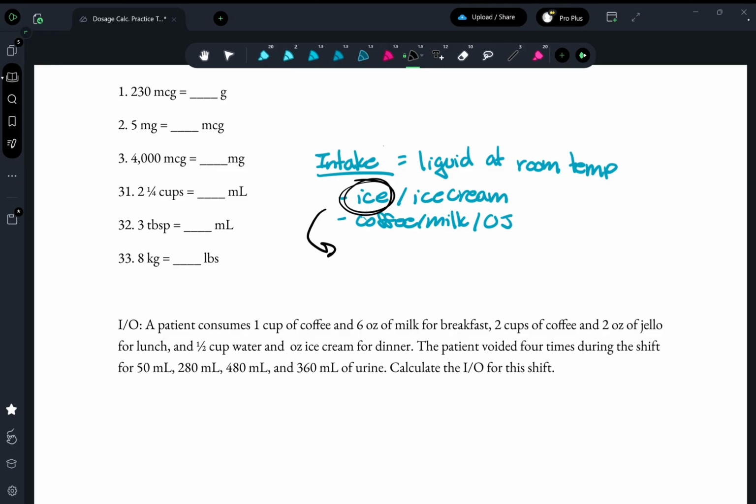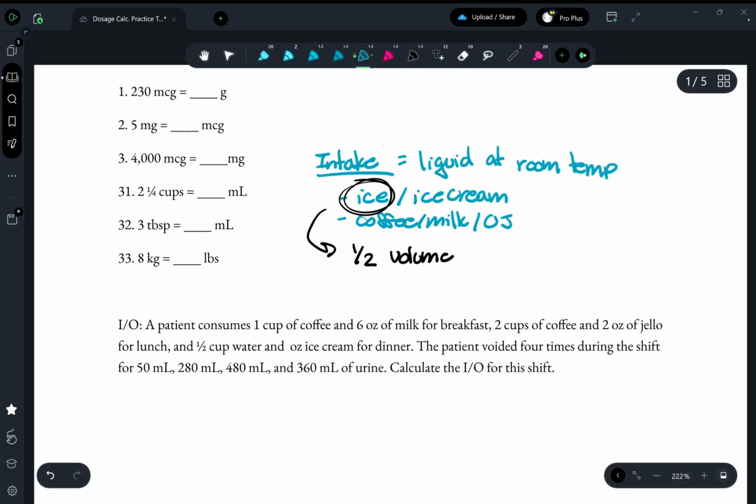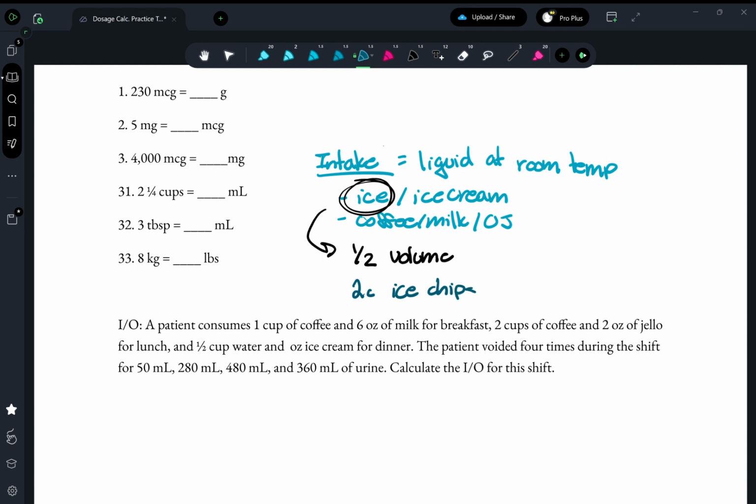When you have ice chips, it's going to be half of the volume. So if you have, say, 2 cups of ice chips, you're going to calculate that as 1 cup of water. And it's not because water expands when you freeze it, it's because of the airspace. When you have a cup of ice, it's not completely full. There's tons of space in there. So you're just going to cut the volume in half and then treat it like regular water.